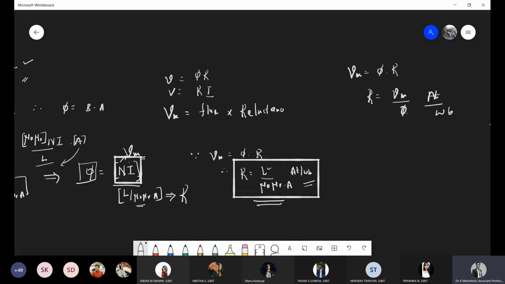L, mu R, mu naught is constant, and A or area of cross section will be given to calculate the reluctance. Once you calculate the reluctance, it is easy for us to calculate the flux. If I know reluctance, I can calculate flux. Why? Because Vm will be given. What is Vm equal to? Vm is equal to Ni. Again, this can be equated to line integral H dl.